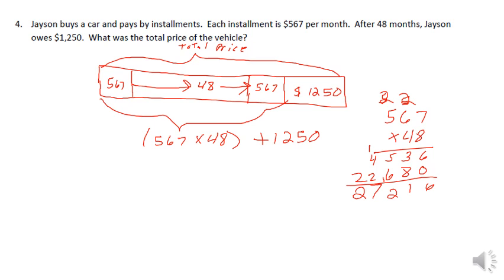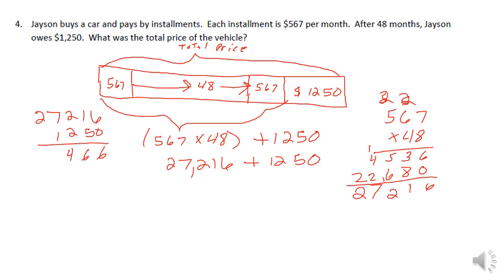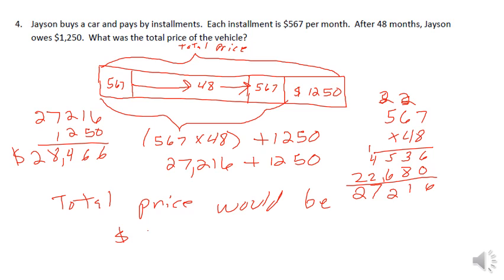So right here now we have 27,216 plus 1,250. So 27,216 plus 1,250. We end up with 66,480. So the total price of the car would be $28,466.